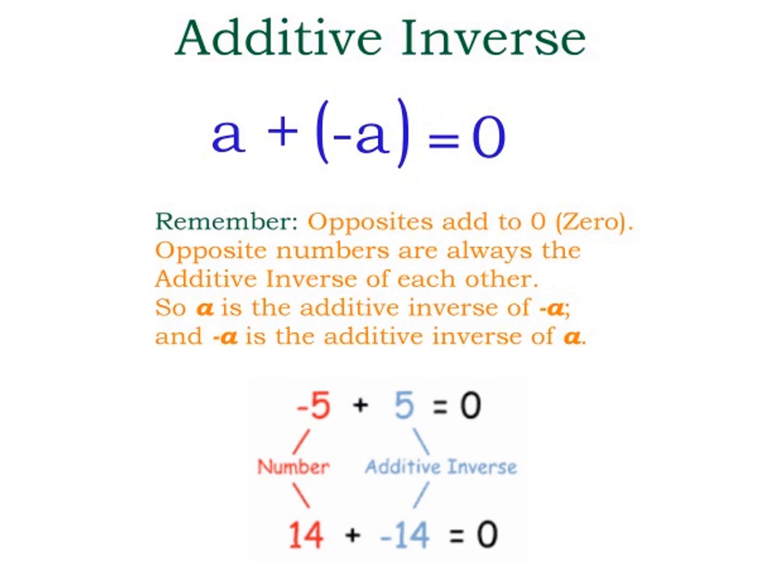Now here is an example, additive inverse. Opposites add to 0. Opposite numbers are always the additive inverse of each other. So a is the additive inverse of minus a and minus a is the additive inverse of a. Let us see one example. When the number is -5, its additive inverse is 5. And upon adding both of them, we get 0.